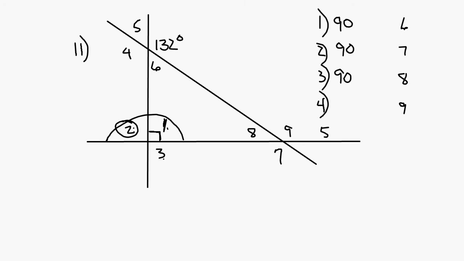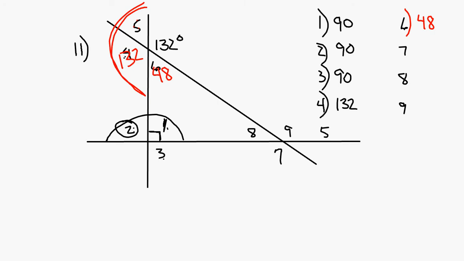Angle 4, right up here. Aren't these two vertical angles? So what's angle 4? 132. Angle 5. If angle 4 is 132, don't these two form a line? Very good. So 180 minus 132 is how much? 48. And if 5 is 48, what's 6? 48, because they're vertical angles.